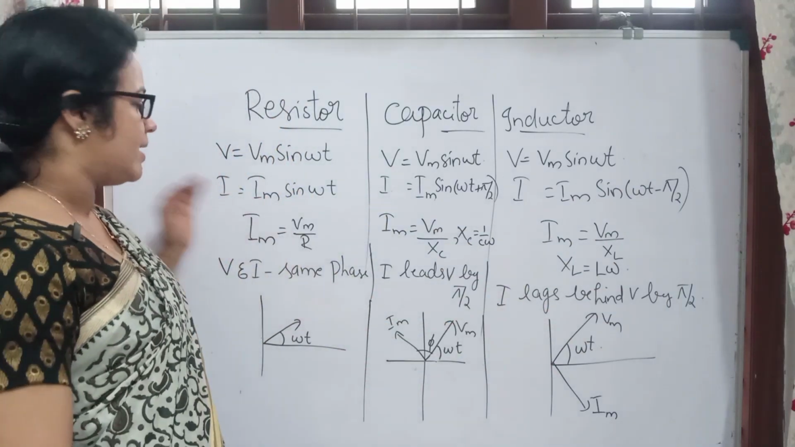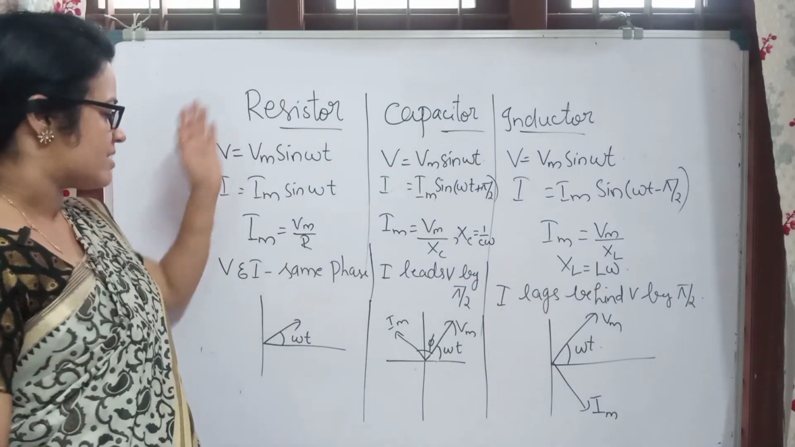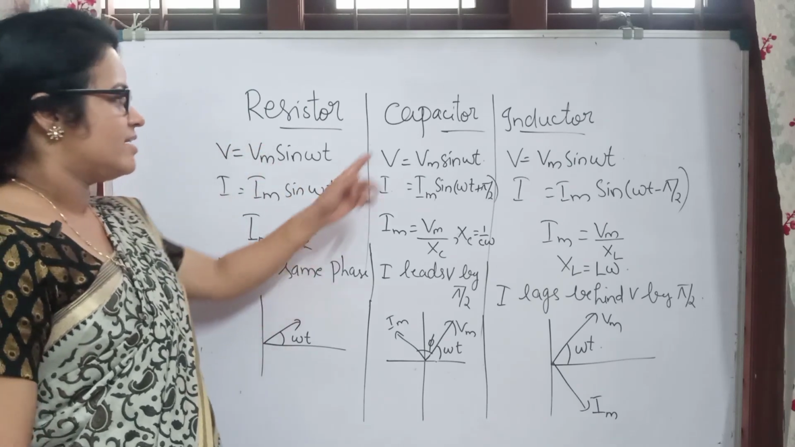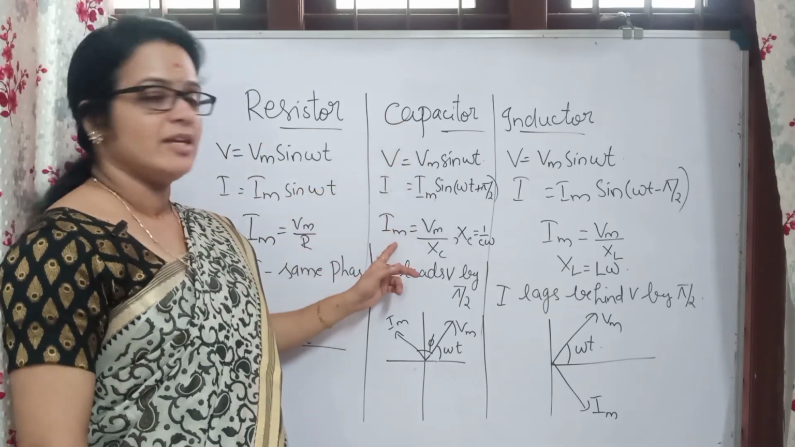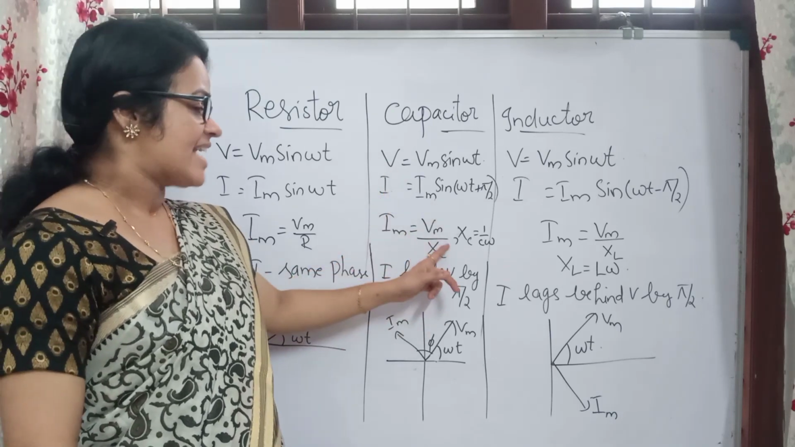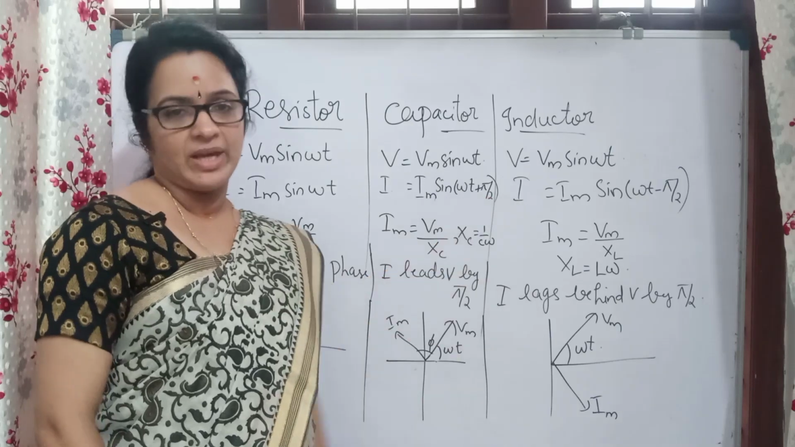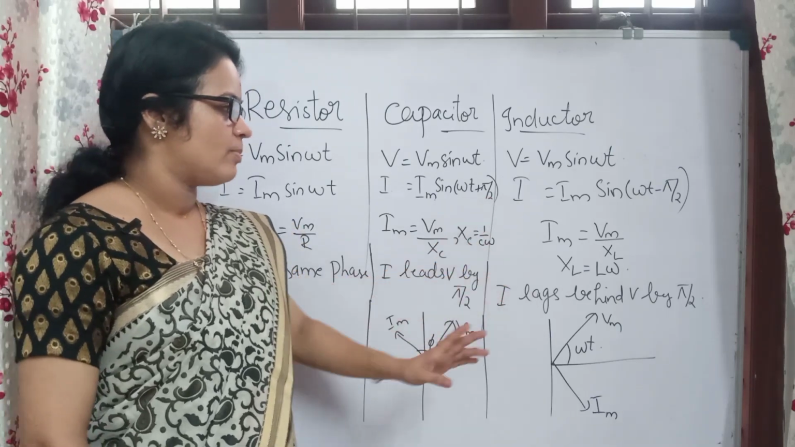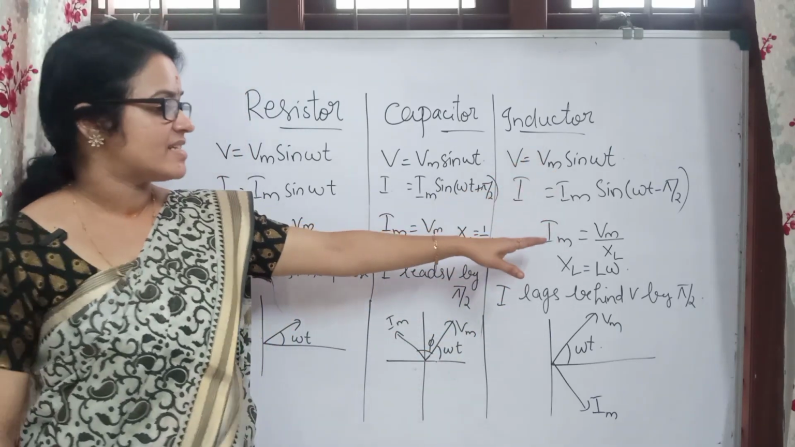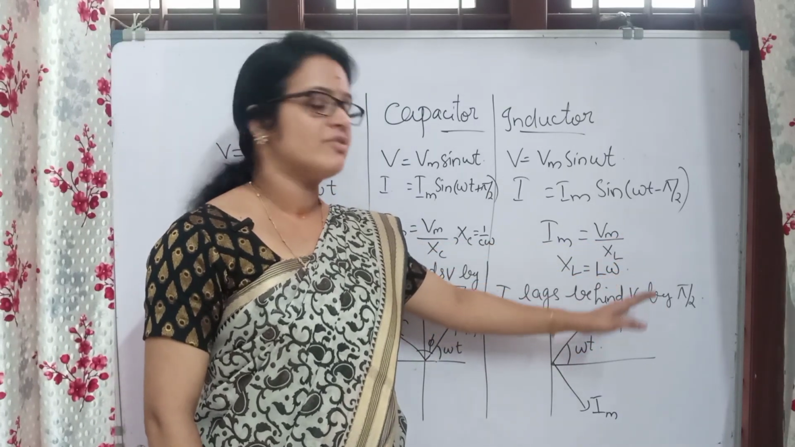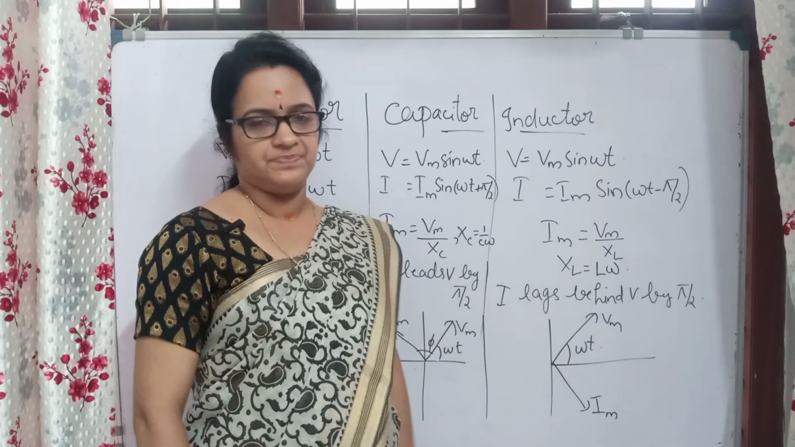And what about Im? How can we calculate Im in a resistor? Im is equal to Vm by R. Here we used Ohm's law. In the case of capacitor, Im is equal to Vm by Xc. Xc is the capacitive reactance and its value is 1 by C omega. And in the case of inductor, Im is equal to Vm by XL, and XL is the inductive reactance, that is L omega.